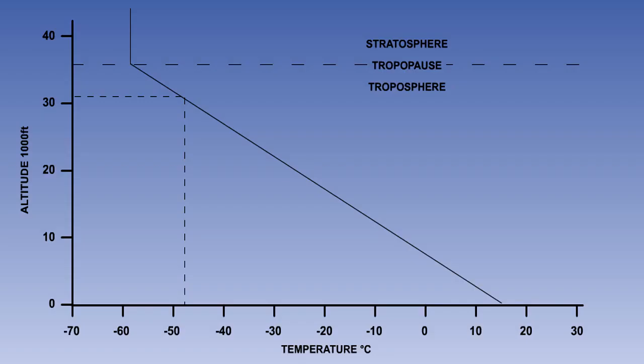In a standard atmosphere, the temperature drops at a rate of 1.98 degrees per 1,000 feet up to the tropopause, which is at approximately 36,000 feet or 11 kilometers. This means that on a standard day at 31,000 feet, the outside air temperature will be a chilly -46 degrees Celsius.